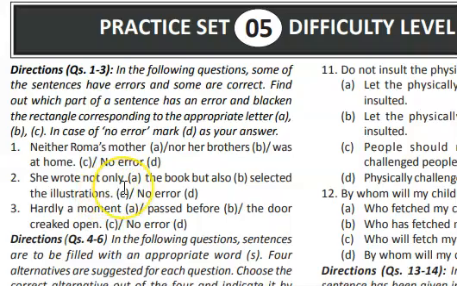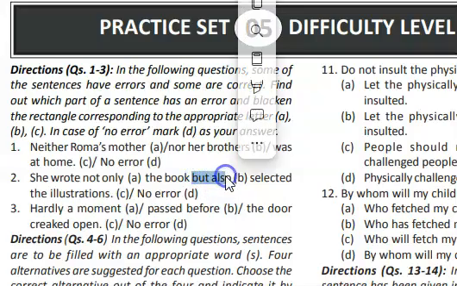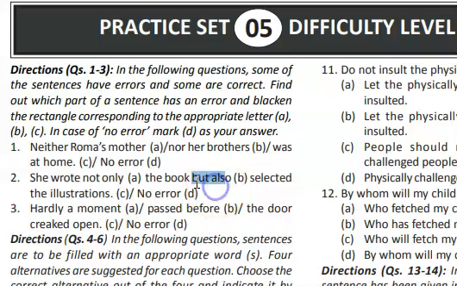Now look at question number 2. She wrote not only the book but also selected the illustrations. So here, if you can find out the error before I give you the explanation, that will be good for you. What is happening here is, there is another conjunction, not only but also. When not only and but also is used as a conjunction, then the element coming after each part should be same. This not only but also is called a correlative conjunction.